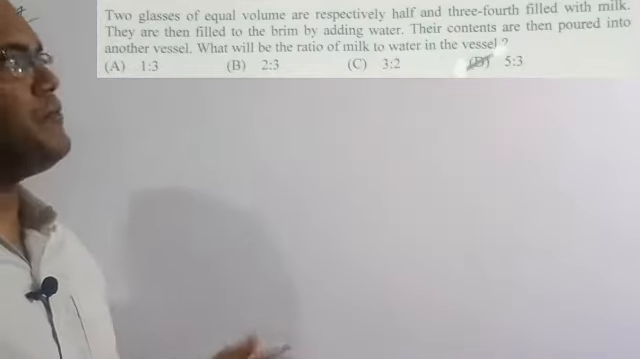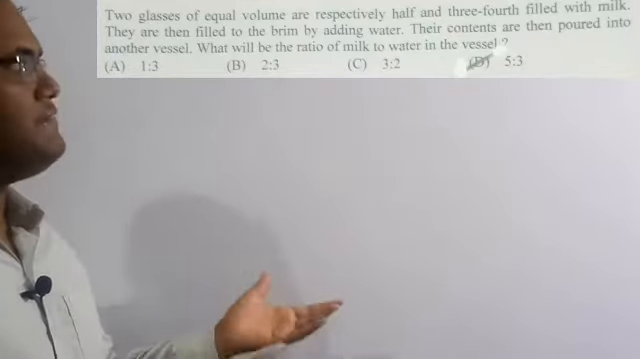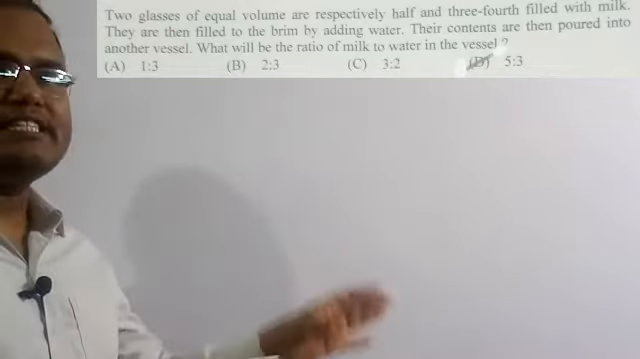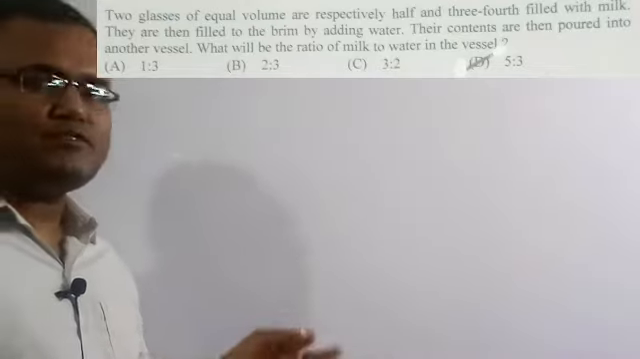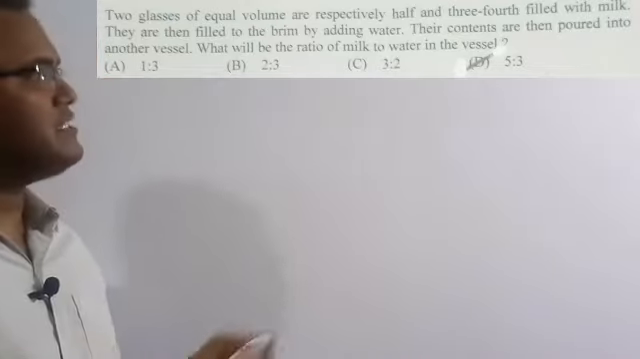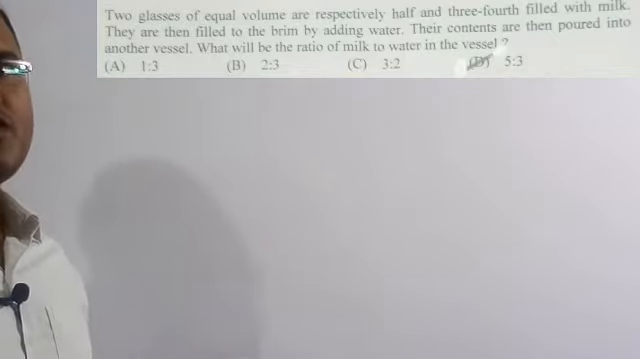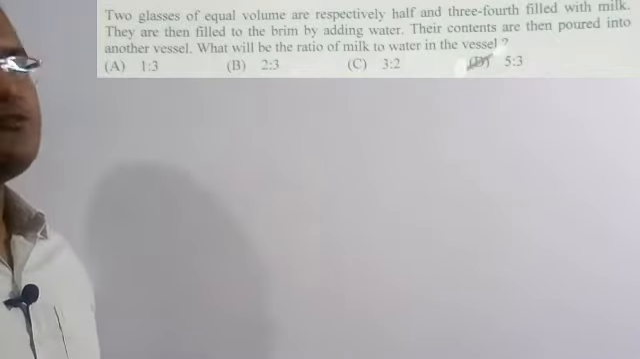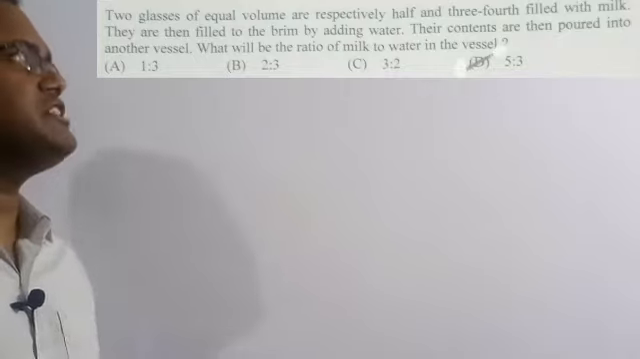So the remaining amount of volume we need to add by water, and if these two glasses are poured into another vessel, we need to figure out how much milk and water is present in the new glass. So the ratio we need to figure out. Out of the four options, option D, which is 5:3, is the correct solution of this question. So let's solve this numerical.